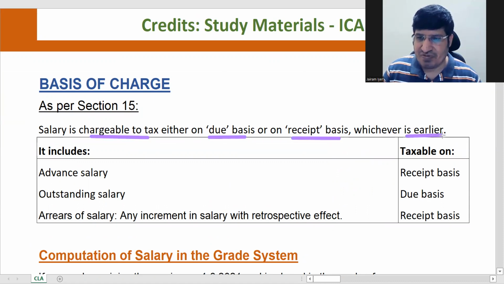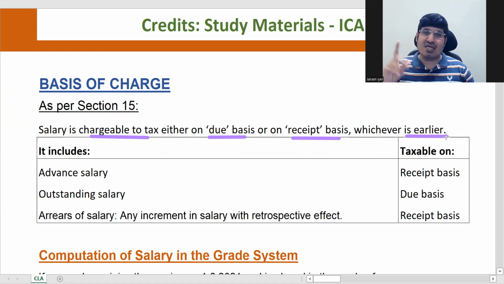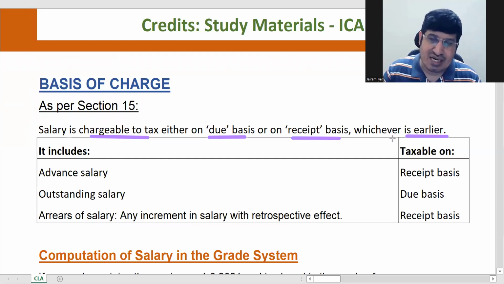For example, if your salary has become due today, then it will be taxable. But if you received the salary before today, that is yesterday, then yesterday itself it will be chargeable to tax. Whichever is earlier, on that day it is chargeable to tax.